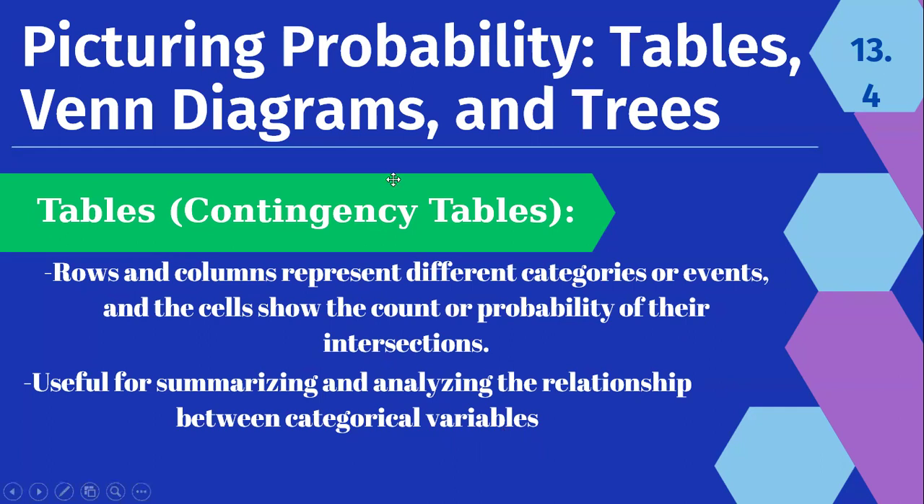Venn diagrams. Each circle represents an event, and the areas where circles overlap represent the intersection of events. Helpful for understanding how events overlap and the relationship between them.